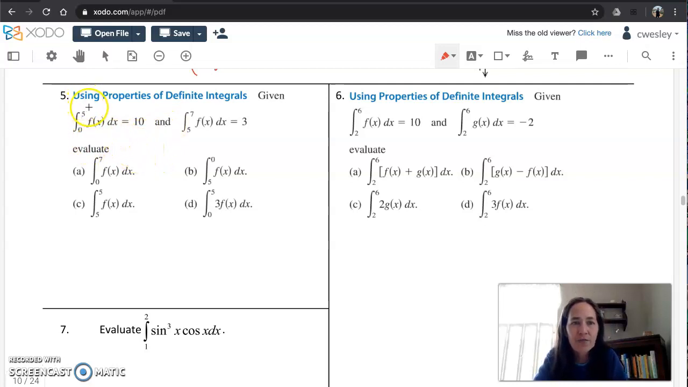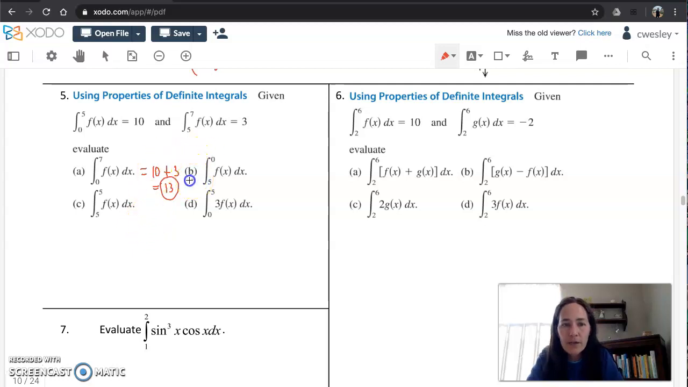From 0 to 5, the area is 10. And from 5 to 7, the definite integral is going to be 3. Does that help you answer these questions? Let's go through one by one. Part A says, do you have enough info to get the definite integral from 0 all the way to 7? Well, you do. There's a rule with subdivisions that you can add up the integral from 0 to 5, which was 10, plus the next chunk, the integral from 5 to 7. Add that to 3. So those two together give you the entire integral from 0 to 7, 13.